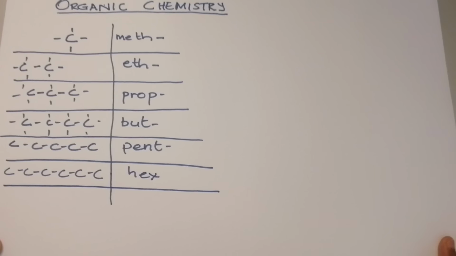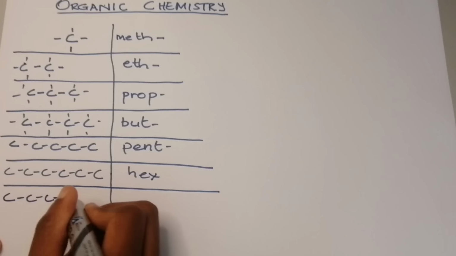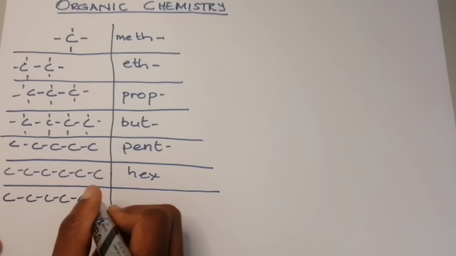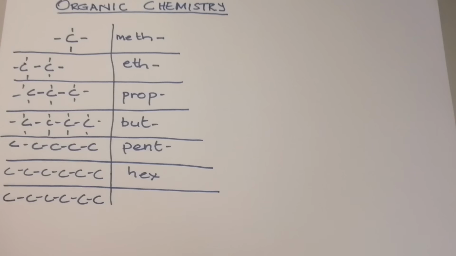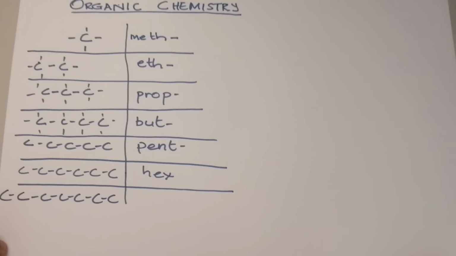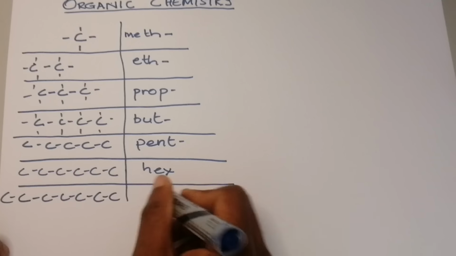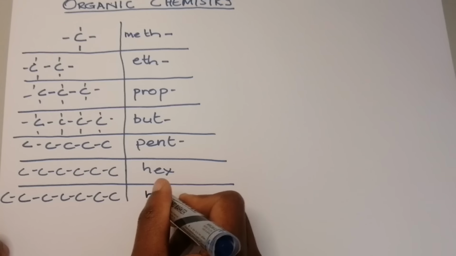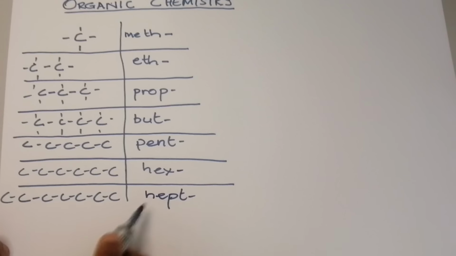If we've got 7, we're going to use the prefix. So that's 5, 6. Okay, I'm going to put the 7th one there. All right. So if we've got 7, then we use the prefix hept. Note that when I use the prefix, can you see I've got a dash there because I'm simply saying the word is not complete yet.